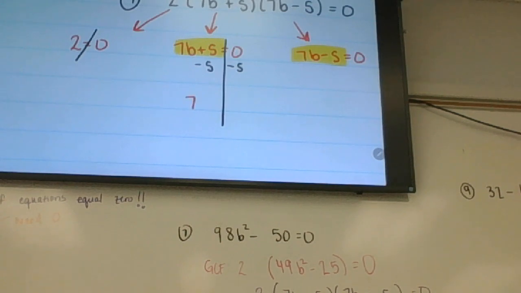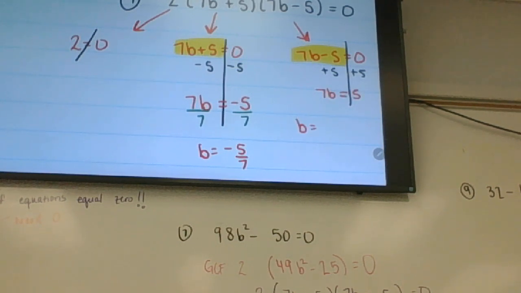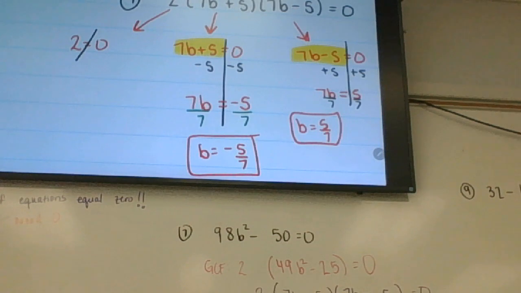Subtract 5. I get 7b equals negative 5, and the opposite of multiplication is division. So b is negative 5 over 7. So b equals positive 5 over 7. So these are the answers, and the 2 is just kind of rejected. But it's important to show the work, because at some point, like if the 2 had a b with it, then it would be part of the answer. But 2 doesn't need to be there.